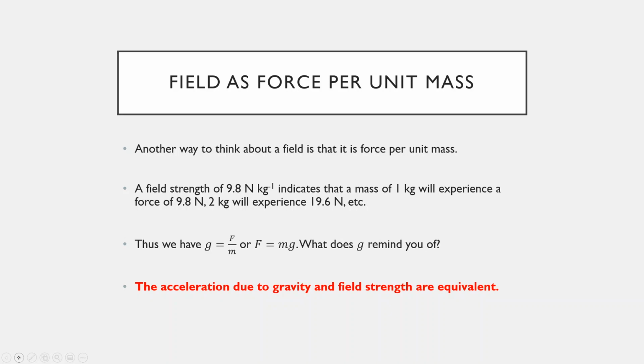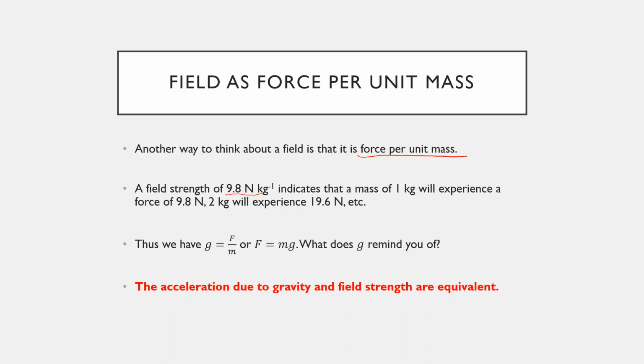But the field value itself tells us how much force an object would experience per kilogram it contains within its mass. Okay, so the field is a force per unit mass. And what that means is if I go to some point out into space and the field strength happens to be 9.8 newtons per kilogram, what that tells me is that if I put a mass at that spot and the mass has 1 kilogram, then this mass will experience 9.8 newtons of force. If I place a 2 kilogram object at that spot instead, it will experience 2 times 9.8 or 19.6 newtons of force, and so on.